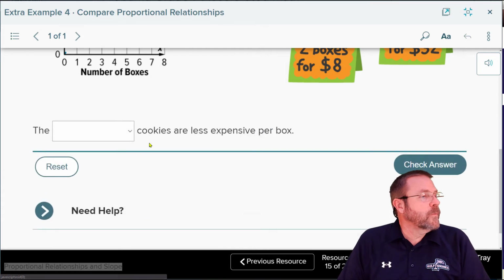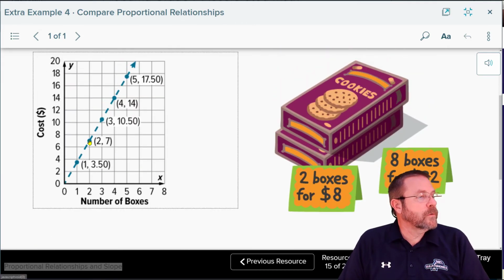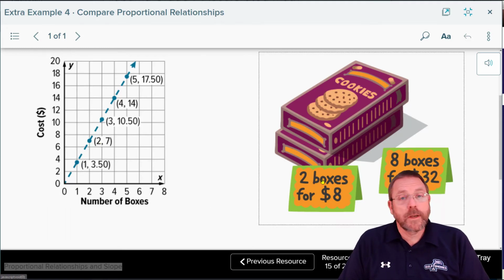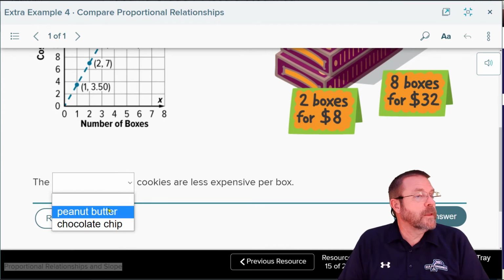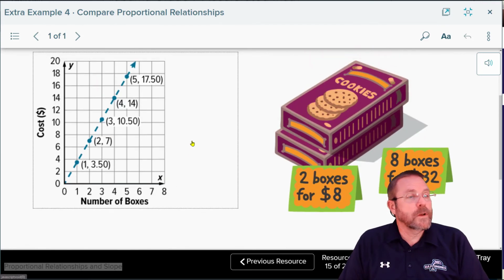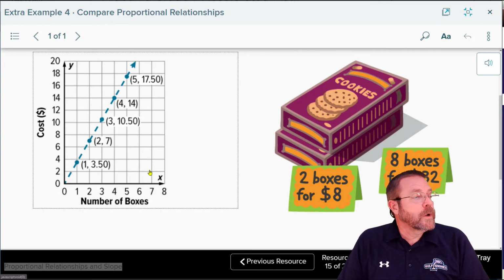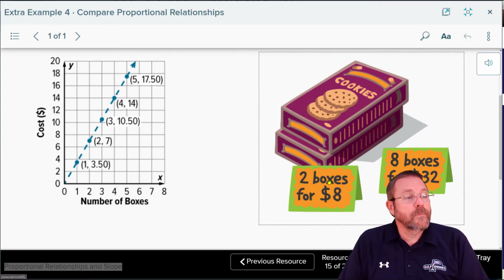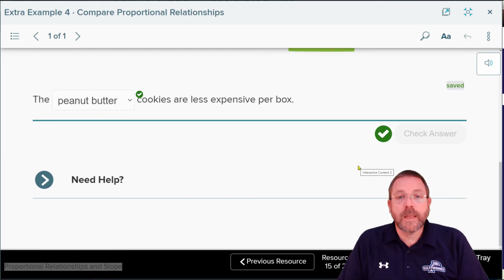The next thing they want to know is which box of cookies is going to be less expensive. Well, right here, 2 boxes are $7. Right here, 2 boxes are $8. So that means that the peanut butter cookies are going to be cheaper than your chocolate chip cookies. I should point out that this one has a unit rate of $3.50 to 1, while this one has a unit rate of $4 to 1. Check your answer, and it checks.